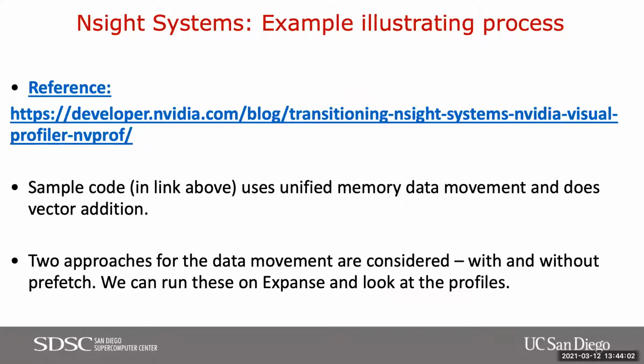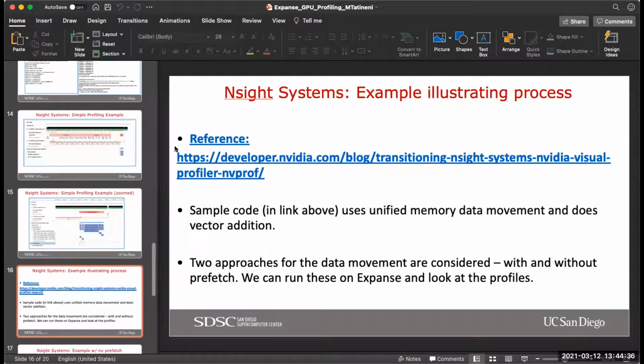One example to illustrate this is a sample code I got off the NVIDIA profiler example. This code uses unified memory and does some vector addition. In the code, there is an option to either prefetch the data or not. You can run it with and without and see what you get. We can look at the profiles. I already ran that, and that particular link has the command and the code also, so you can download and run it.